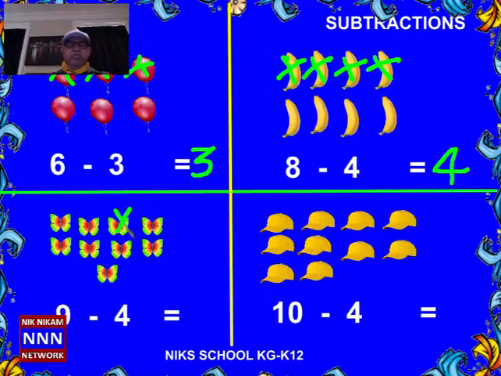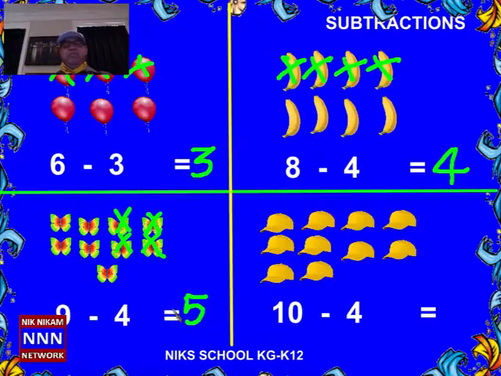Take off 4 birds. 1, 2, 3, 4. 4 birds are gone. How many birds are left in the original pack or the group? 1, 2, 3, 4, 5. So you're left with 5 birds in the original group. That's 5 birds left.